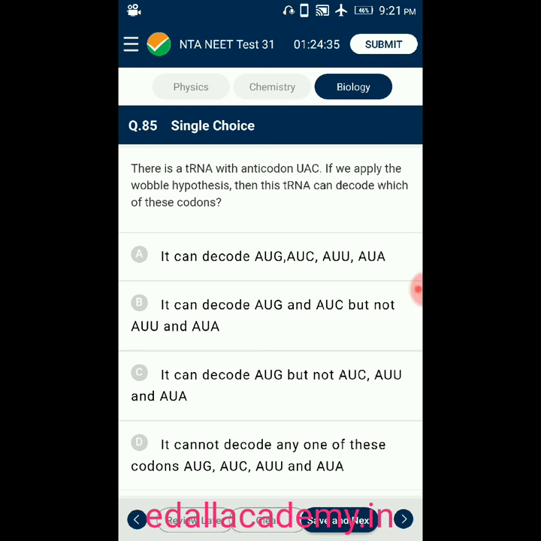The other codons AUU, AUC, AUA code for amino acid isoleucine. The tRNA will not be able to decode these codons which code for isoleucine. So the answer for this question is option C. It can decode AUG but not AUC, AUU and AUA.